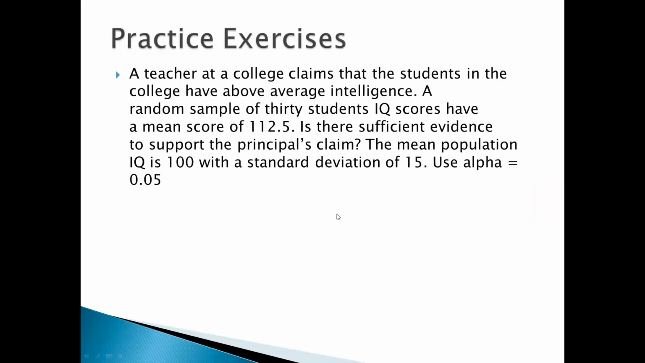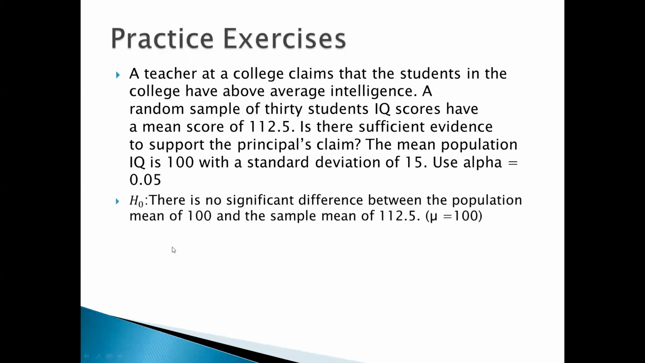So for the next item, we have here a teacher at a college claims that the students in the college have above average intelligence. A random sample of 30 students' IQ scores have a mean score of 112.5. Is there sufficient evidence to support the principal's claim? The mean population IQ is 100 with a standard deviation of 15. Use alpha of 0.05. So again, the situation is comparing the population mean of 100 and the sample mean of the college to be 112.5.